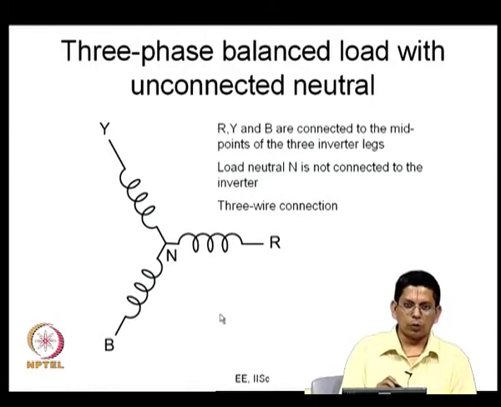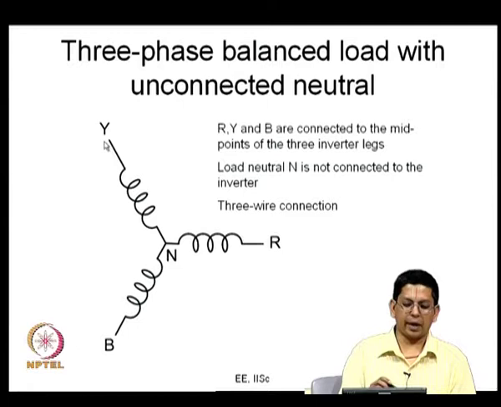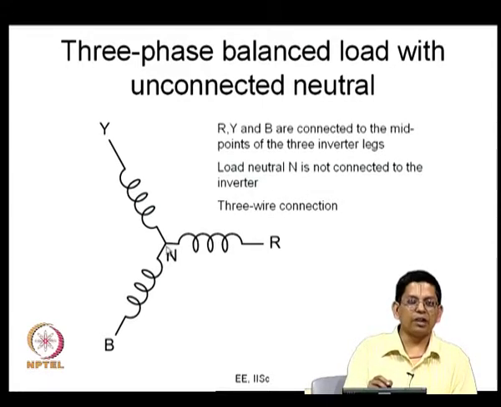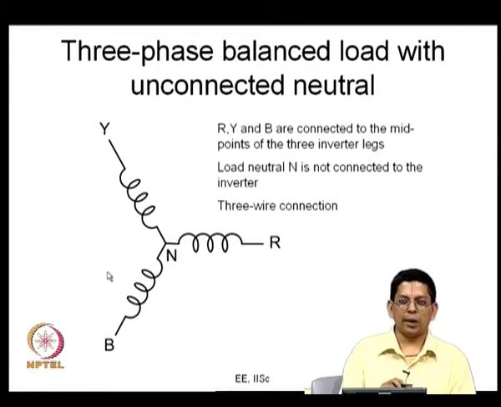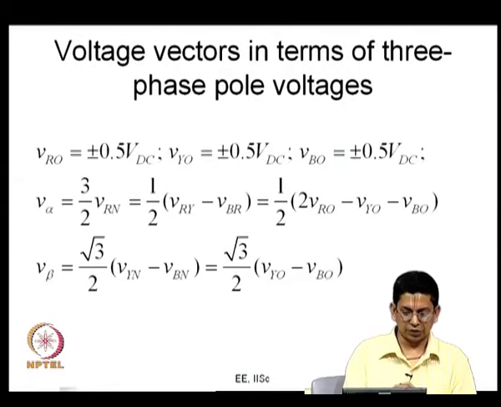Let us first look at the load. What is the nature of the load? Let us say the load is a star connected load, but it is a 3 wire load. This R is connected to the midpoint of R phase leg, this Y is connected to the midpoint of Y phase leg, B is connected to the midpoint of B phase leg. So, R, Y and B are connected to the midpoints of the 3 inverter legs, and this load neutral N is not connected anywhere particularly, it is only R, Y, B that are connected. This is a 3 phase 3 wire kind of a load, that is what we are assuming. This is what is true in case of most induction motors. So, you go on with this.